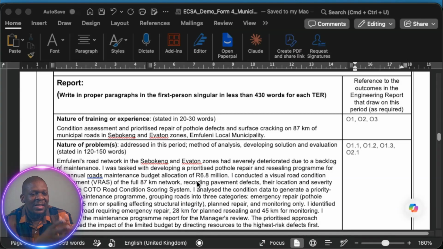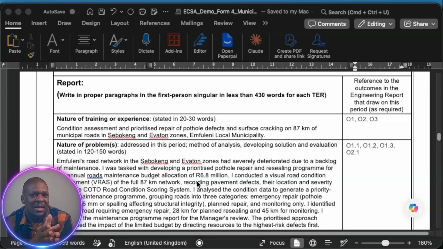Potholes need to be addressed immediately. Then you need to also say, okay, I'm going to plan repairs on this road because probably in the next maybe 3 months or 4 months, the condition might be worse. So I need to plan maintenance. Or the condition of the road seems to be fine. However, I need to monitor it to be able to say what needs to be done. Then I identified that about 14 kilometers of road require emergency repairs.